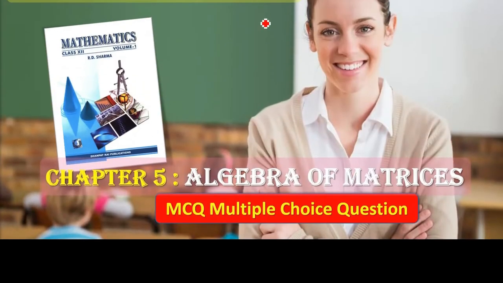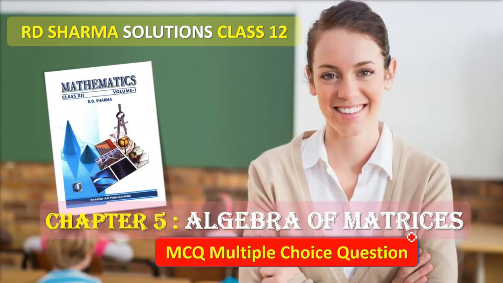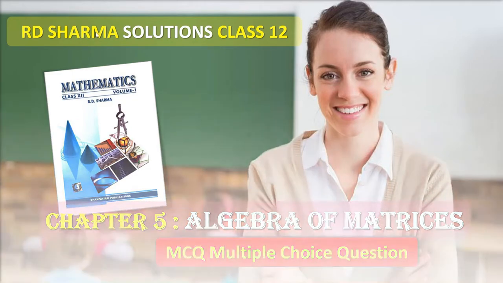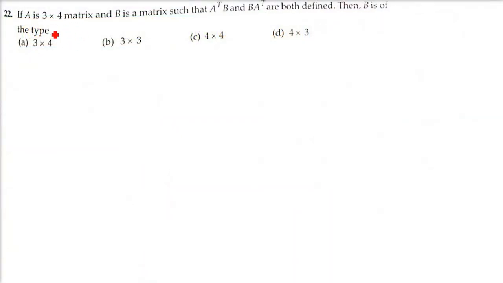This is R.D. Sharma solution, class 12. Algebra of Matrices, MCQ we are taking. If A is a 3 by 4 matrix and B is a matrix such that A transpose B and B A transpose are both defined, then B is of type, or B's order is to be found out.